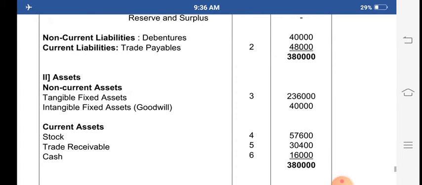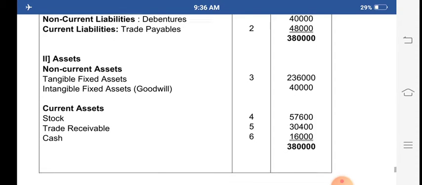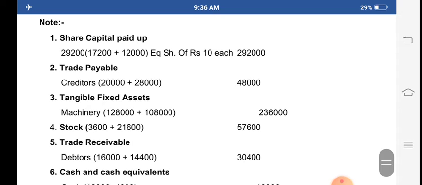The second head is the assets. Okay, so non-current assets, in that tangible fixed assets. What is the tangible fixed assets? Note number 3. So now see note number 3. What is the tangible fixed assets? Machinery 1,28,000 plus 1,08,000, the total is 2,36,000.